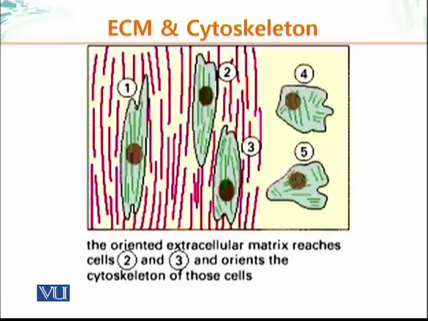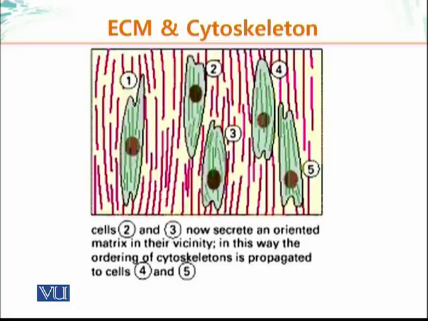Here, now you see that cell number 2 and cell number 3, when they came in contact with the matrix molecules produced by cell number 1, have also had their cytoskeletal elements become organized, and their orientation is similar to that of the ECM molecules. Now these cells, cell number 2 and cell number 3, are also going to produce ECM, and it is going to be in the same orientation as their cytoskeletal elements. Let's move on to the next slide.